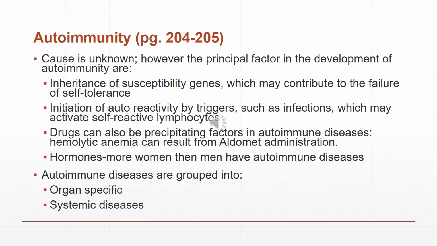Hormones: autoimmune disease is seen more in women than men. So they're saying that because of the hormones in our system, the way they fluctuate with the estrogen, progesterone, and all that stuff, women are more prone to them than men. And autoimmune disorders are grouped into organ specific and systemic.